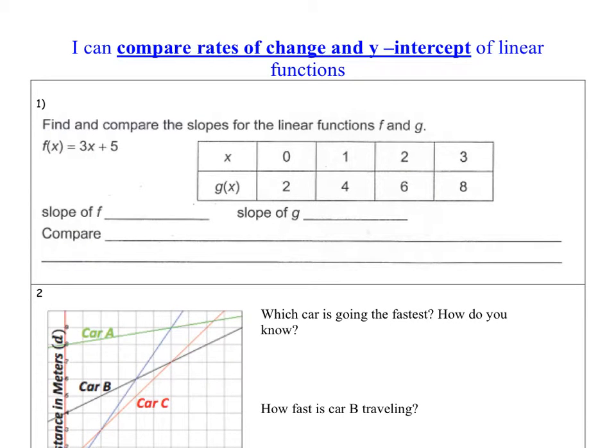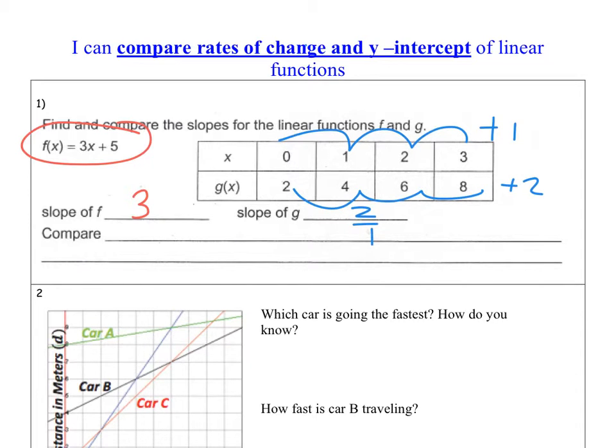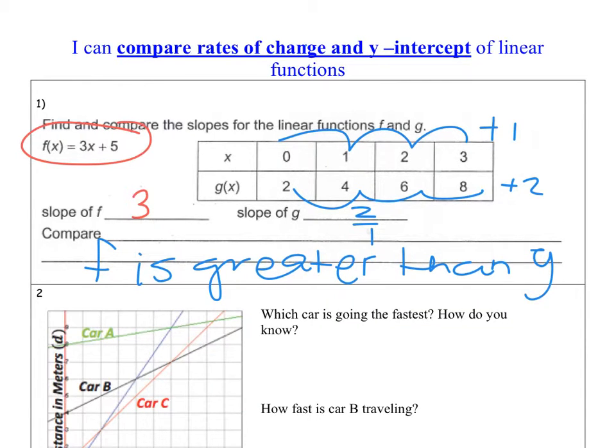Compare the rates of change. Okay, so we're looking at F. This is F, and the rate of change, so the slope, is 3. Let's find the rate of change of the table. The table is G. So this is going up by 1, and this is going up by 2. So this is 2 over 1. So comparing, F is greater. It's got a greater rate of change than G, because 3 is bigger than 2.